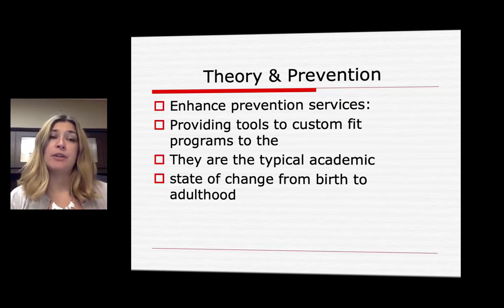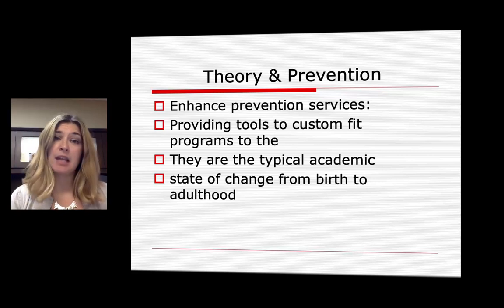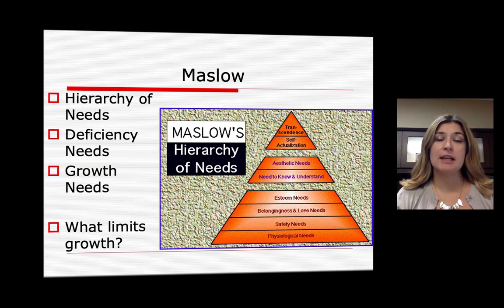Most human developmental theories believe that humans are in a constant state of change from the time that they're born until the time that they die, and each theory has different ideas on what these types of changes are and when they take place. So let's first take a look at Maslow's Hierarchy of Needs. Maslow developed a theory on the hierarchy of what human needs might be. These are based on two groupings, either the deficiency of those needs or the growth of those needs.